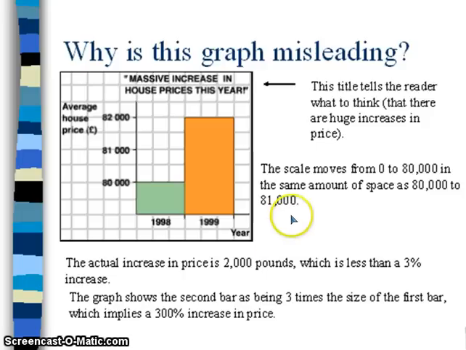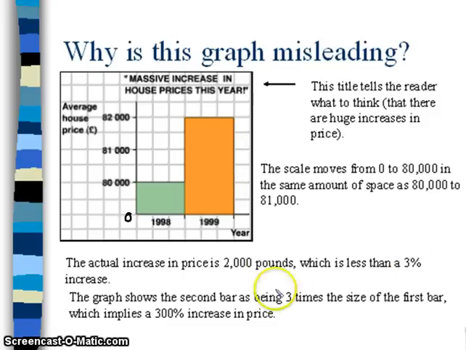Okay, so let's look at one. Why is this graph misleading? Well, look at the title: Massive increase in house prices this year. It tells us exactly what to think. Oh my goodness, look how much the prices moved up. Okay? Look at the scale. We're looking at 0 right here, and that's 80,000. And then this is 1,000. So the scale is different. It makes this green one look 3 times smaller than the orange.